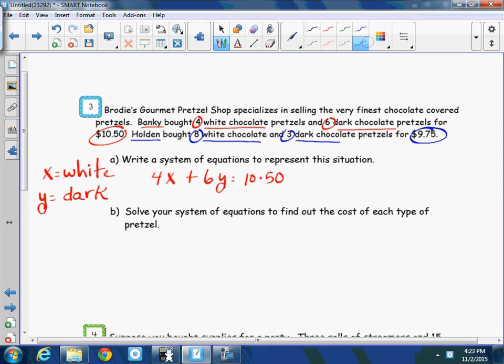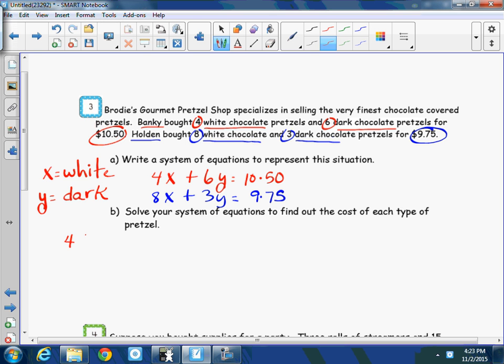And then I'm going to do my blue, 8x plus 3y equals 975. Solve your systems of equations to find the cost of each type. I'm going to go ahead and use my graph pen, so my y equals 2. So I'm going to do both equations and I'm going to solve them for y.